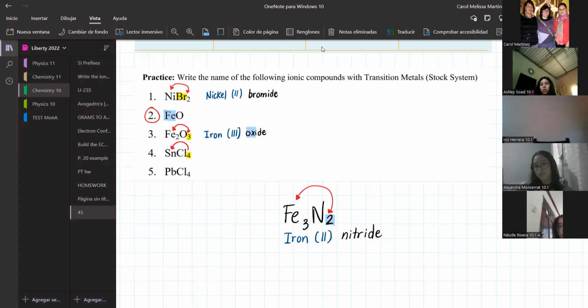So you need to specify the charge. To know the charge, you see the subscript that is in the anion, which is chlorine. The subscript is 4, and that tells me that it's not just tin. This is tin 4. And then the name of the anion, which in this case is chloride.